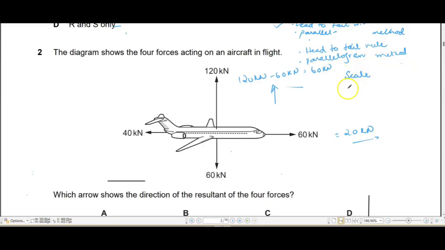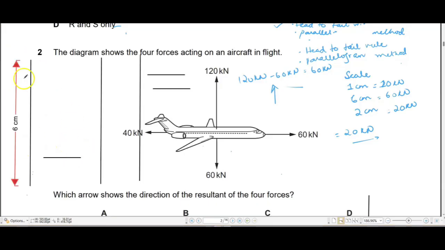Okay. So if we say that 1 centimeter is equal to 10 kilonewtons, so 60 kilonewtons would be 6 centimeters, and 20 kilonewtons would be 2 centimeters. Okay, so let me draw these lines for you, and then I'll just be back. Okay, so this is a 6 centimeter line.